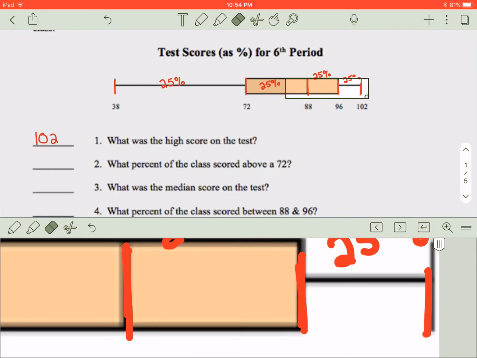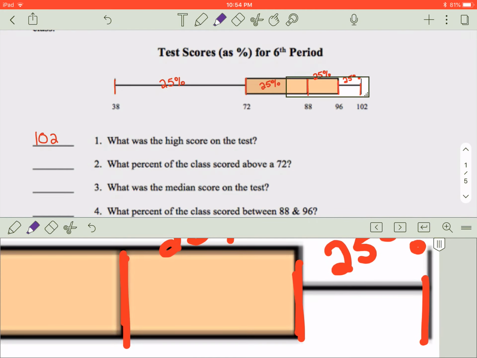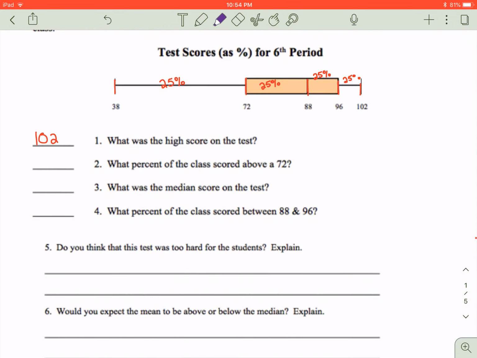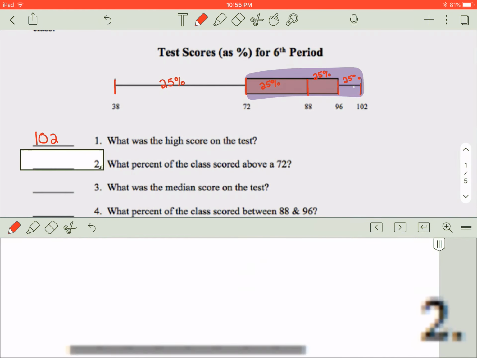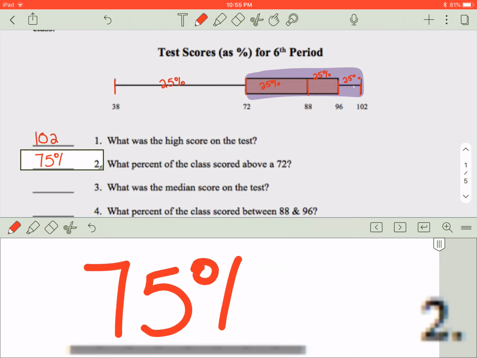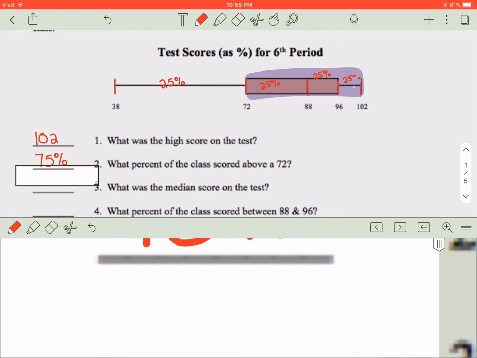So it says, what percent of the class scored above a 72? Well, if I find that 72, it's right here. What scored above it? Well, if you look at it, there are 3 sections above a 72. So how many percent is that? That would be 75% of the class scored above a 72, because there are those 3 segments above 72.